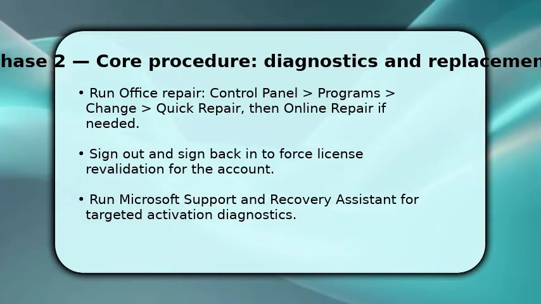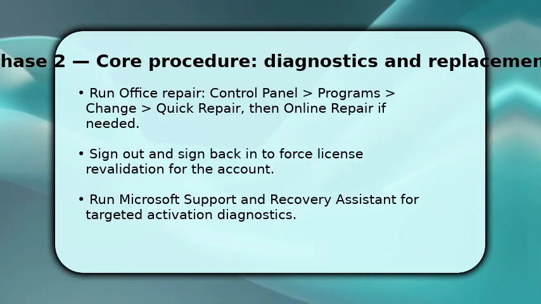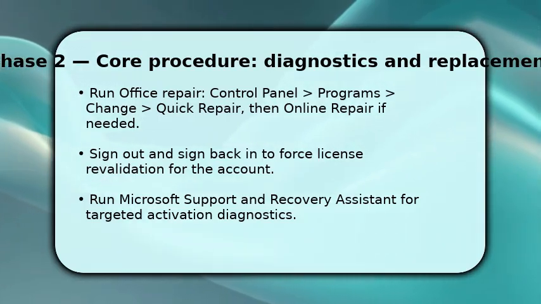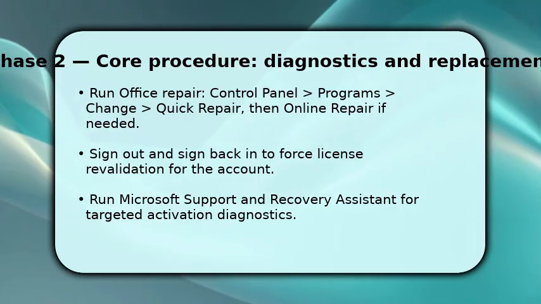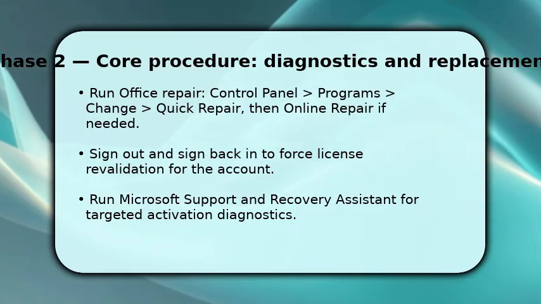Open Programs and Features, select Office, then choose Quick Repair. If that fails, run Online Repair because it reinstalls licensing components. After repairs, sign out of Office completely and sign back in to force revalidation. This often fixes mismatched account tokens.